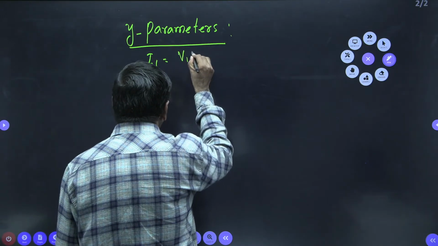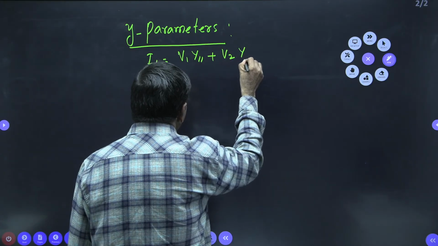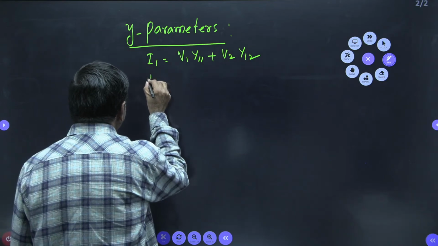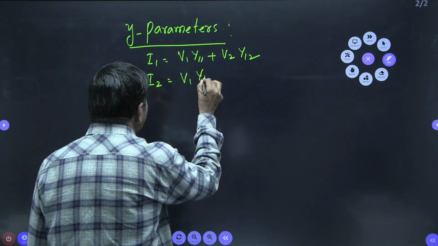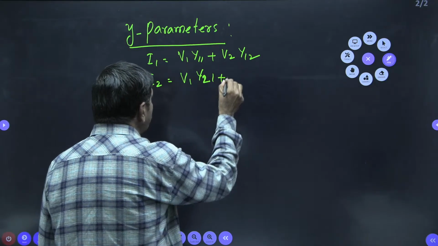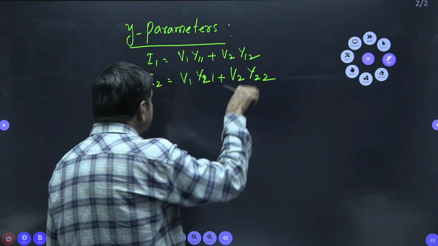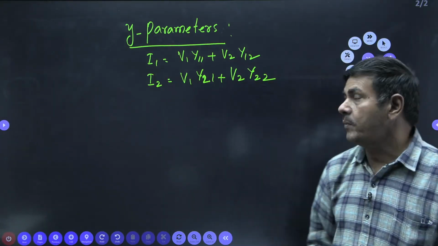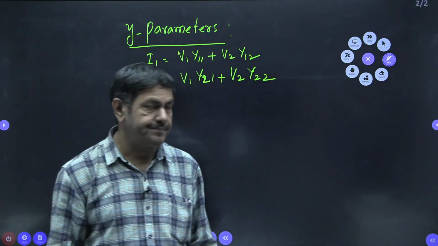I1 equals V1 into Y11, plus V2 into Y12. And I2 can be taken as V1 into Y21, plus V2 into Y22. So these two equations are said to be the Y parameter equations. But how can we draw an equivalent circuit for the Y parameters? That is required.